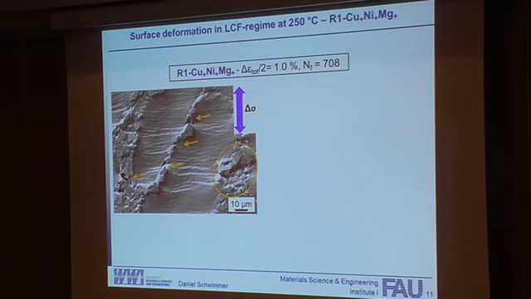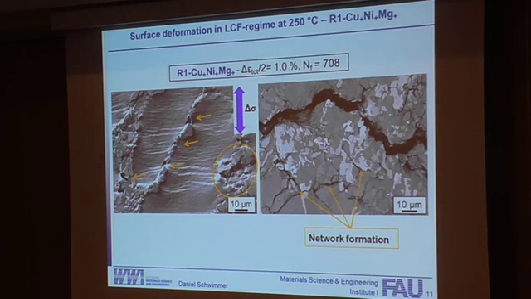In our copper-nickel-containing alloy, for example, at a total strain amplitude of 1.0% and a number of cycles to failure of about 700, we also have ductile behavior of our aluminum matrix, and we have decohesion between the aluminum matrix and our eutectic silicon, and huge damage. If we look at the BSE contrast, where we can see our different intermetallic phases, we can see huge cracks in our intermetallic phases, and a network formation, and we see huge secondary cracks, which is the reason why we have significant cyclic softening, especially at higher strain amplitudes.